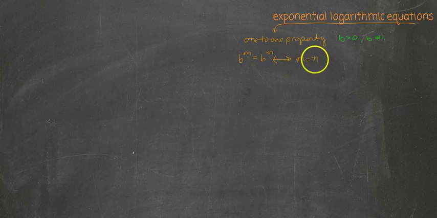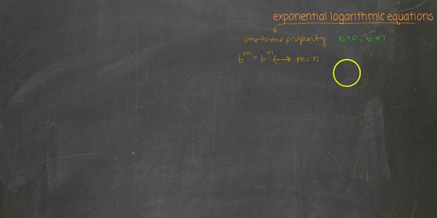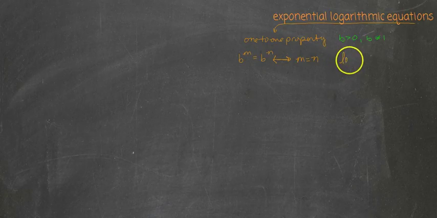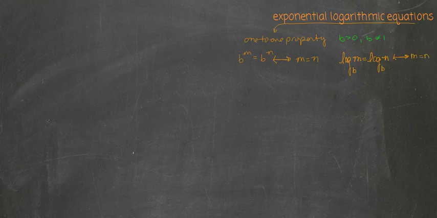So if m equals n, then I could put them above any base and I would still have an equality. Or if I have the same base on both sides of an equal sign with different powers, those powers, though they may look different, still have to be exactly the same. So that's the exponential version. And the log version of the same property says that if I have log base b of m equal to log base b of n, then again, the exact same thing: m has to equal n. So we're going to use these to solve a couple of equations.